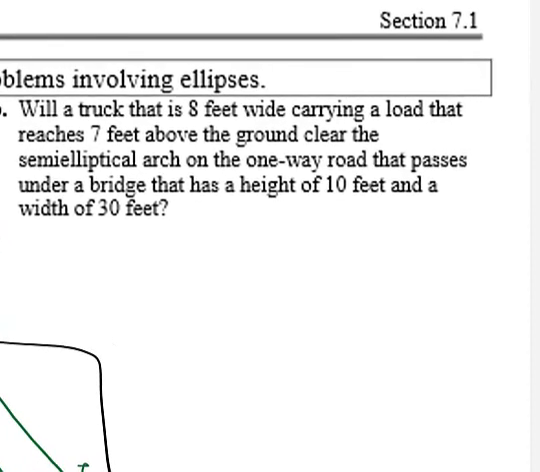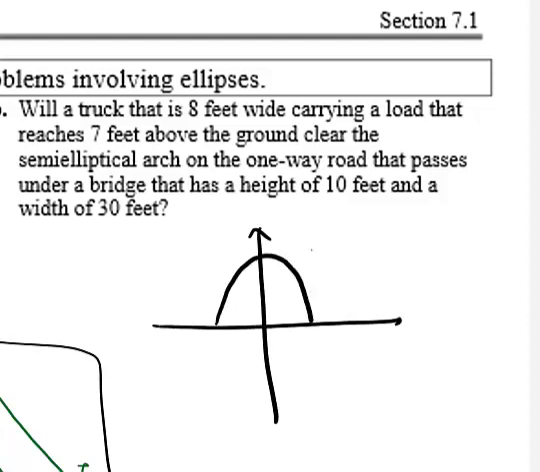So it says, will a truck that is 8 feet wide carrying a load that is 7 feet above the ground clear the semi-elliptical arch on a one-way road that passes under a bridge that has a height of 10 feet? Okay, so whatever this arch looks like, here it is, 10 feet tall. So that's B, because B is the height from the center of an ellipse to the top. And then a width of 30 feet, but that means all the way across from the very left side to the very right side is 30. But my A value should be the distance from the center to that side. So A is half of that, 15.